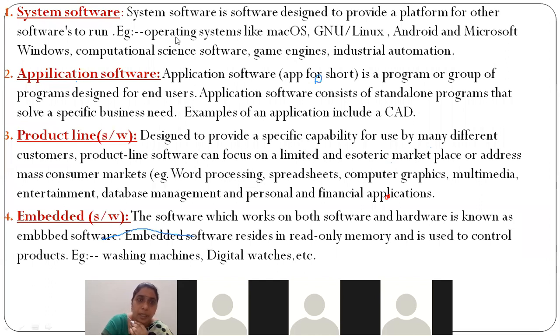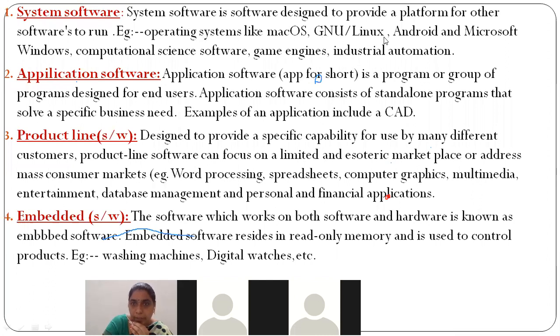Those kinds of softwares are called system softwares, by which you interact with some other software. Examples are Windows or Linux operating systems. In your phones, you will have Android. By using that Android OS only, you are able to interact with and perform operations on your mobiles, right?